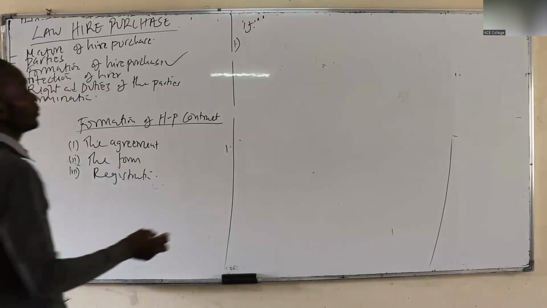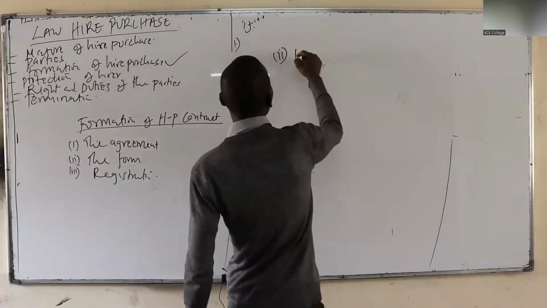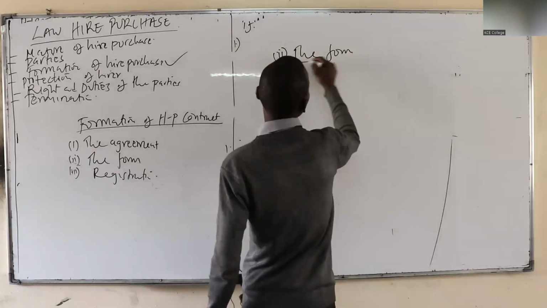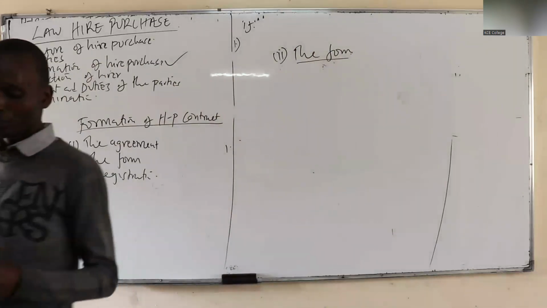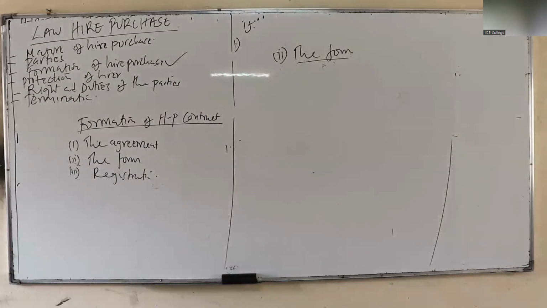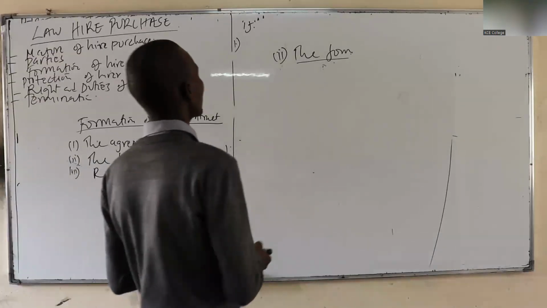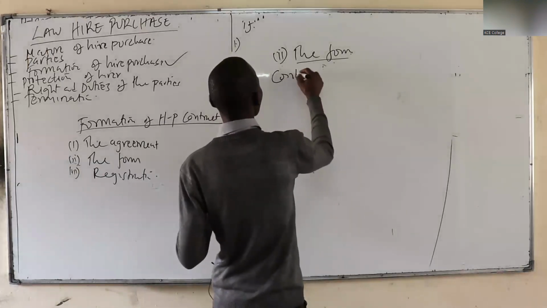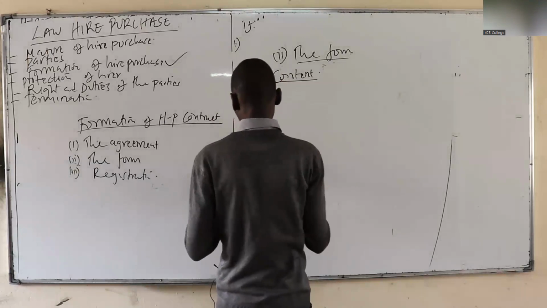Then Roman 2, the form. The form is a formal document or memorandum signed by hirer and owner. It contains the following details.